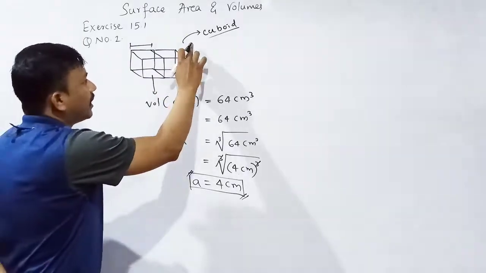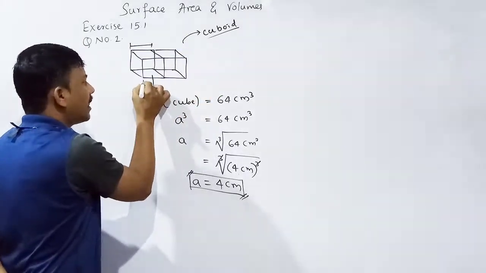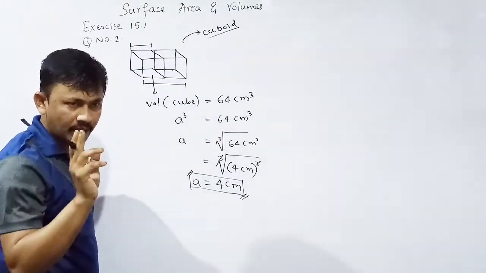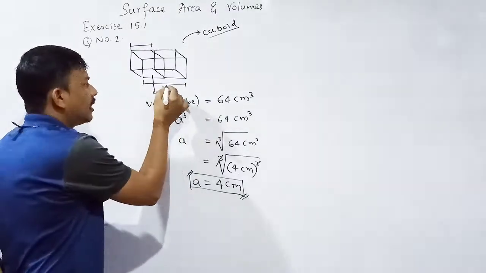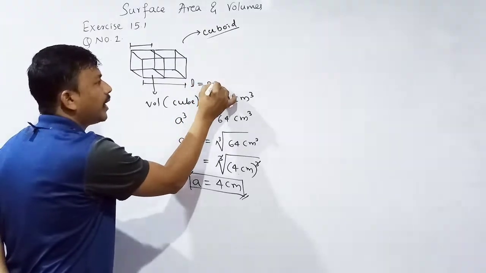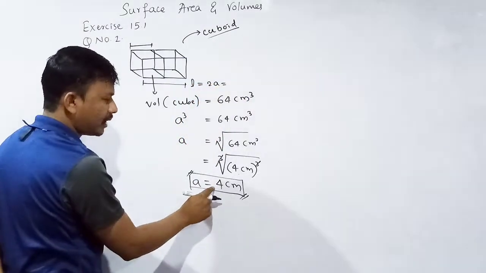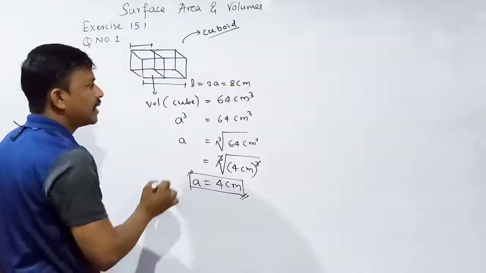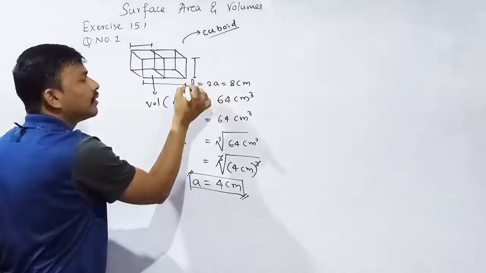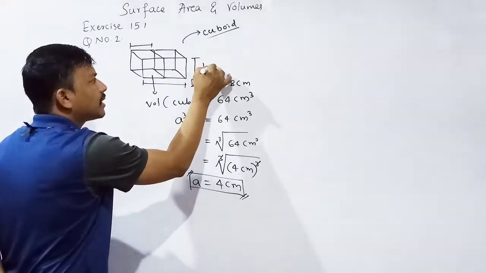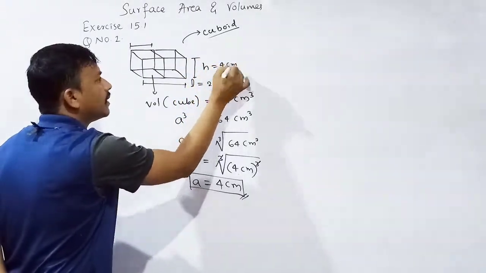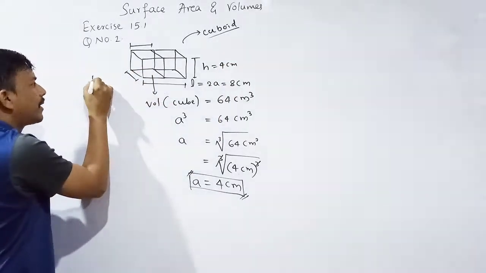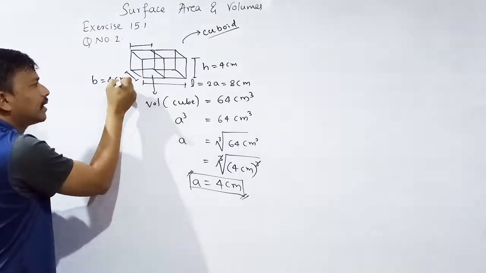The resulting figure is a cuboid. That means the length is 2 edges. Yes or no? Length is nothing but 2 edges. Length L is equal to 2A, which is 2 into A. What is the A value? 2 fours are 8 centimeter. Length is 8. Height is the height of the cuboid, H is equal to 4 centimeter only. Then what is the breadth? It is also 4 centimeter. Okay, breadth is equal to 4 centimeter only.